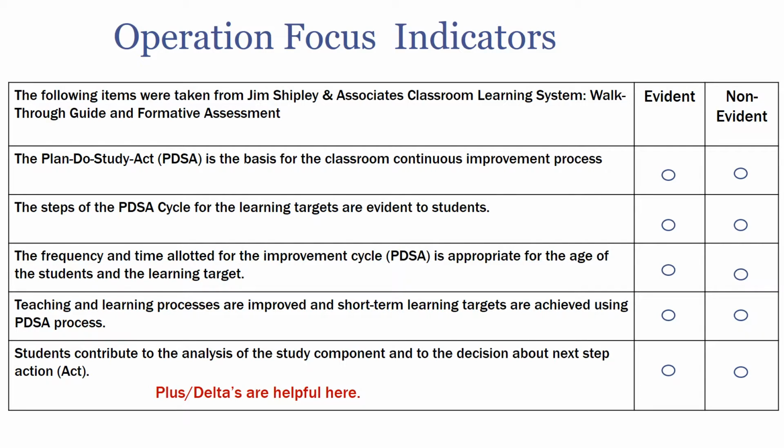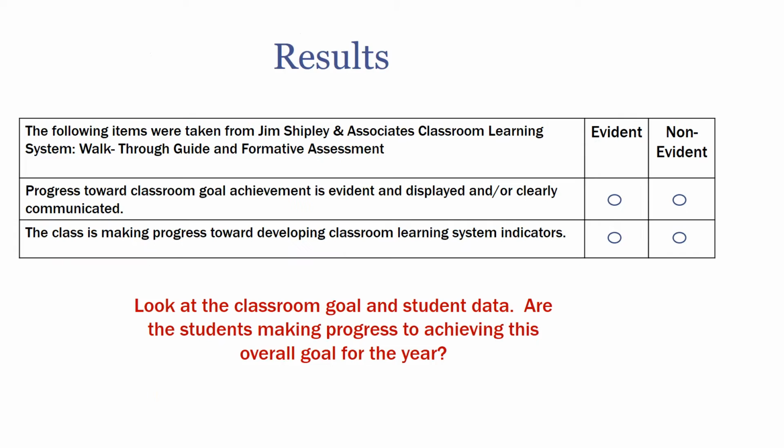The last indicator is focused on student input about next steps in instruction. Evidence may be found on the ACT portion of the PDSA cycle or in the student plus deltas. Have teachers encourage students when completing plus deltas to summarize what they liked or they didn't like about an activity, a strategy, etc. This allows students to reflect on how they learn best and provides valuable information on the next steps in self-learning.